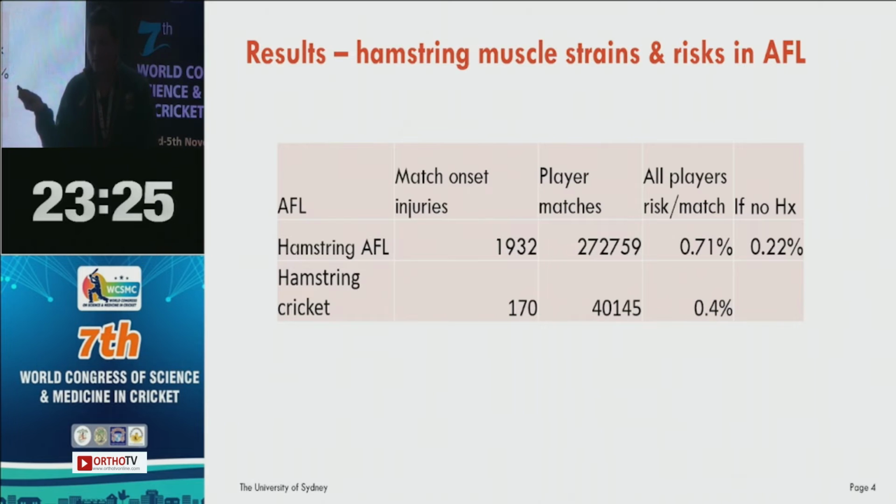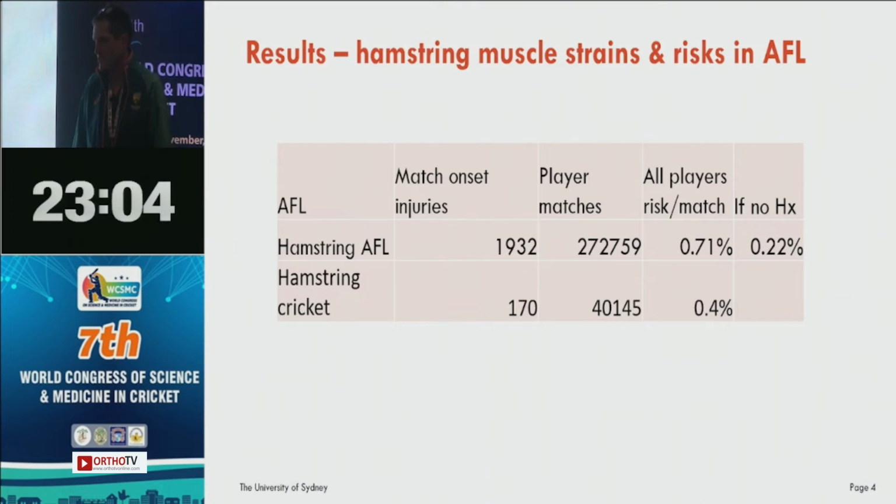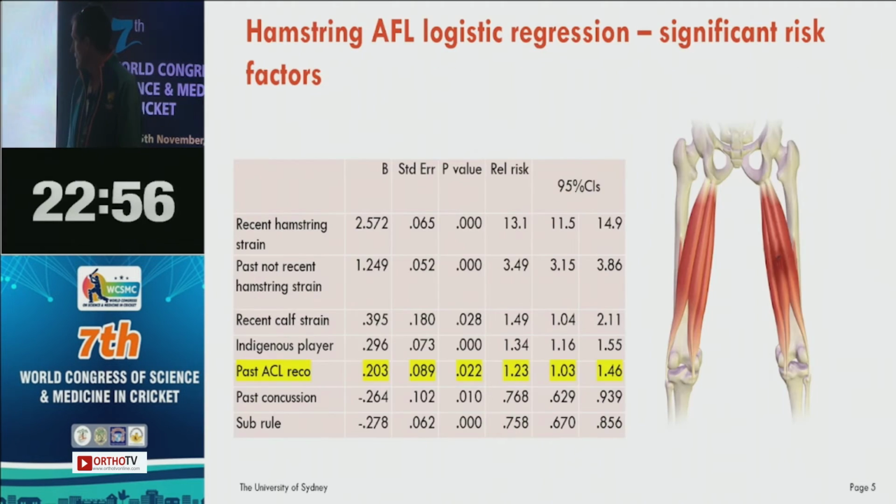The risk compared to Aussie rules football, the relative risk in cricket is about half, but it's still fairly substantial. So in any given game, from our data set, 0.4% of players will strain a hamstring. So it's not common, but it's not rare. It's an injury that happens over the course of a season many times, but on any given day, it's not likely to happen to a player, 0.4%.